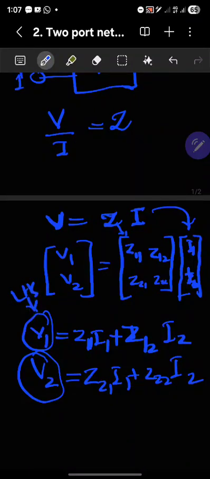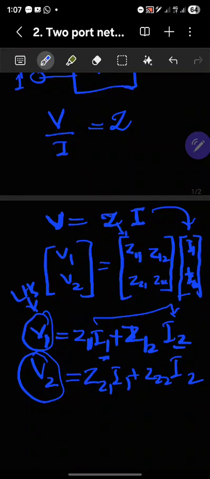So V is a dependent parameter, and current is the independent parameter here. How many currents do we have? I1 and I2. I1 and I2 are considered independent parameters, and V1, V2 are considered dependent parameters. What is meant by independent and dependent parameters? Dependent parameters depend on independent parameters. So here in the expression, the voltage V1 depends on I1 and I2. That's why it is called a dependent parameter.